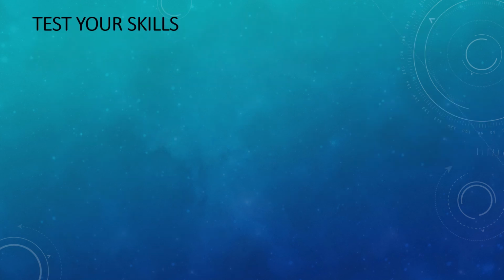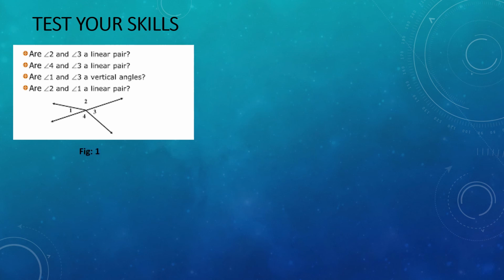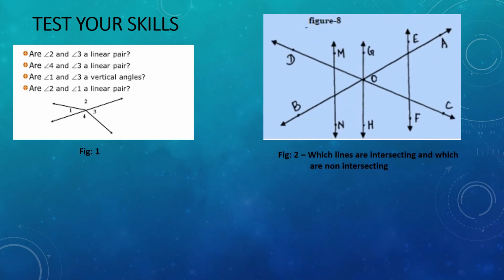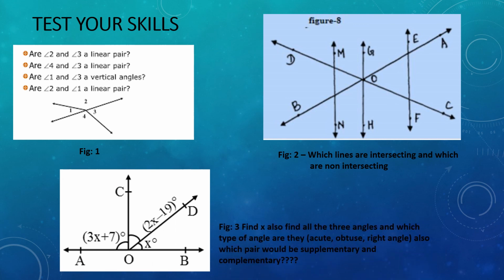Now test your skills. Try these sums on your own and comment your answers in the comment section. And if you have any doubt, you can ask in the comment section. Here I will give you some hints. Here a few angles are given and you have to tell which angles would be linear pair and which would be vertically opposite angles. And here you have to show which lines are intersecting and which lines are parallel or non-intersecting. Here you have to find the measure of x and also all the angles, and you have to show which angles are complementary and which angles are supplementary.